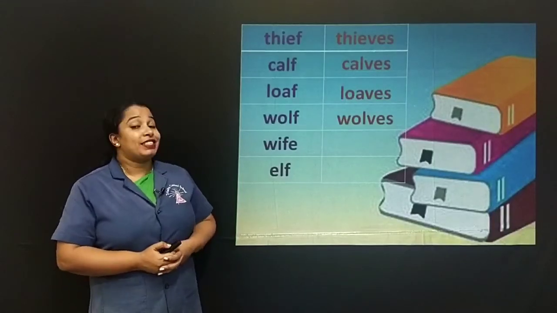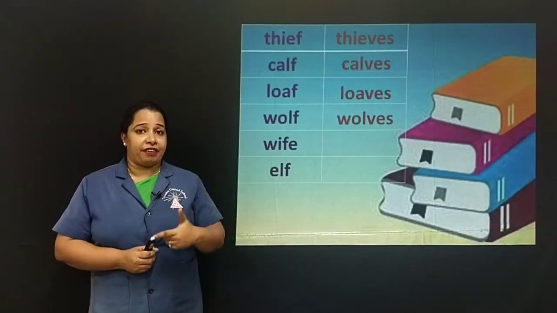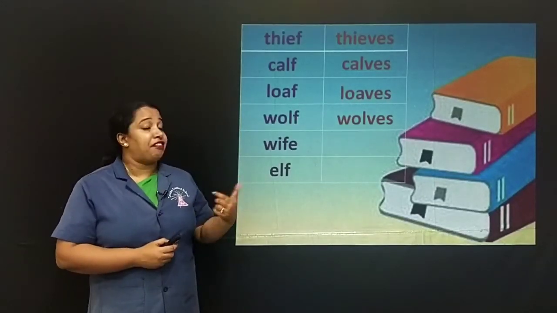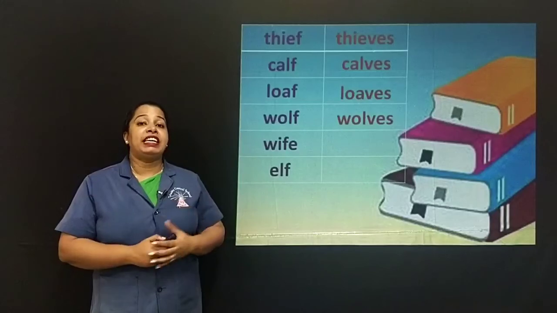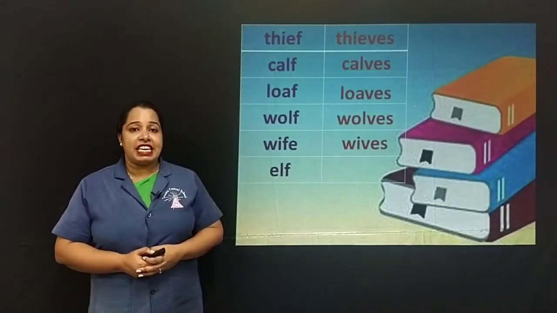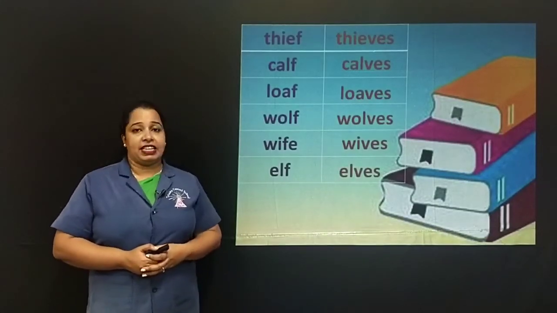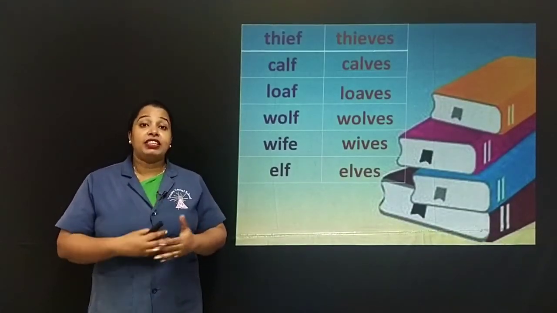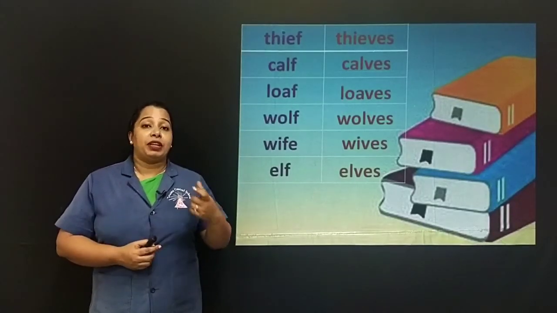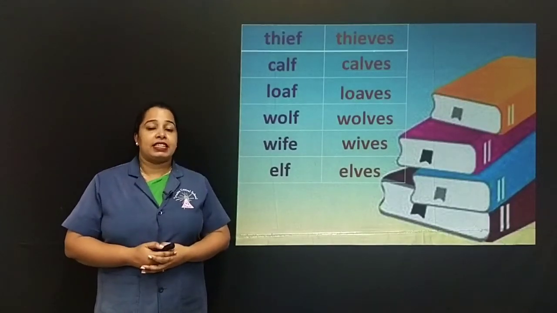WOLVES. Next one is wife. Wife ends with FE. It's the same rule, right, for F and FE. So, when we make wife plural, we remove the FE and we write VES in the place of FE. WIVES. Elf, elves. ELVES. I hope this is clear. The singular nouns that are ending with F and FE, to make them plural, we remove the F and FE and in that place we write VES.